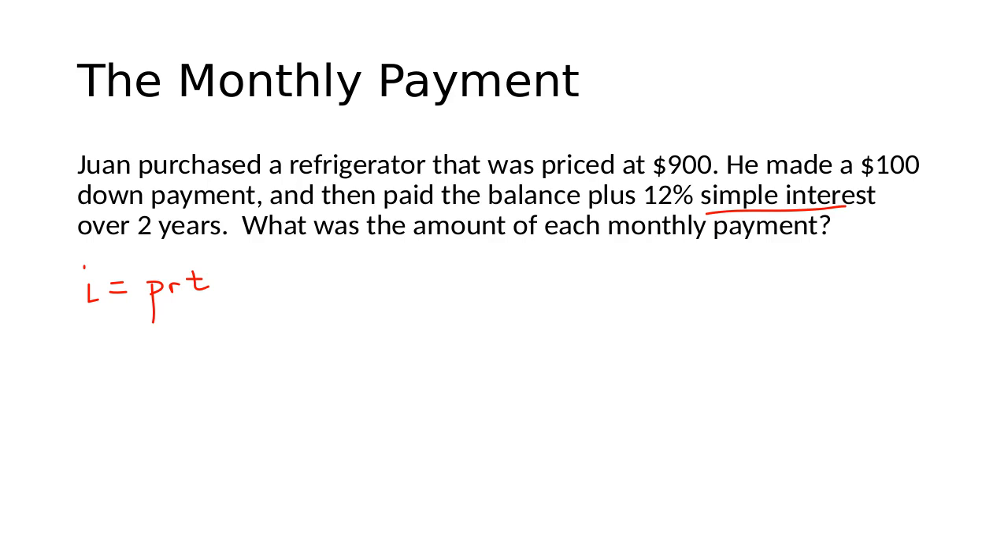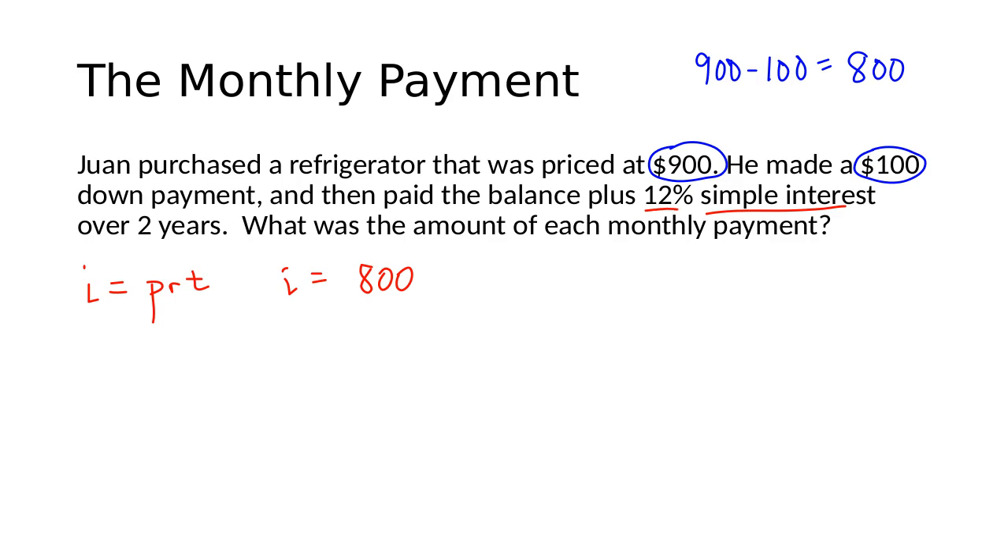So we need to find the amount of principal here. The amount of interest he's going to pay is going to involve the amount of principal. And at first glance, we might say, well, that's going to be $900 because that was the cost of the refrigerator. But hang on a minute. Juan actually made a $100 down payment right up front. So instead of financing the entire $900, we're going to subtract that $100 down payment and find that he's only financing $800 because that's how much he still owes on that refrigerator. So the amount of principal he's going to pay in this finance charge is $800.